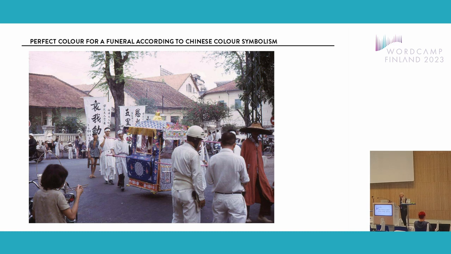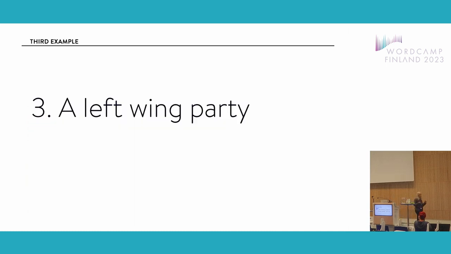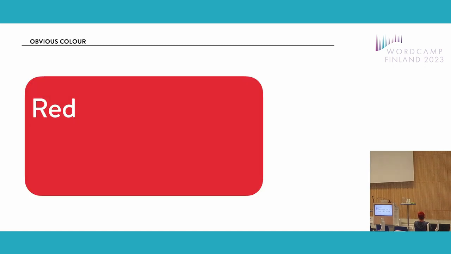Then another one that I really think should be very, very easy. Let's see what you think. Third example, a left-wing party. What's the logical color for a left-wing party? No. Come on, what color? What's like the original Communist Party? What color was the flag? But anyway, we'll get there. So red. Red, yes.